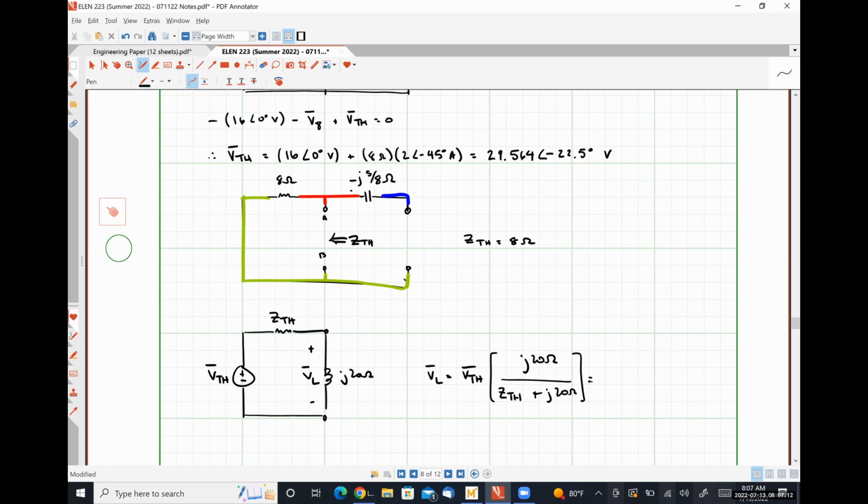If I substitute in my numerical values, I get, let's see, 20 I over 8 plus 20 I times VTH, giving 27.450 angle negative 0.699 degrees volts. The exact same result we've gotten every other way we've worked it. Now let's look at it from a Norton equivalent circuit perspective.